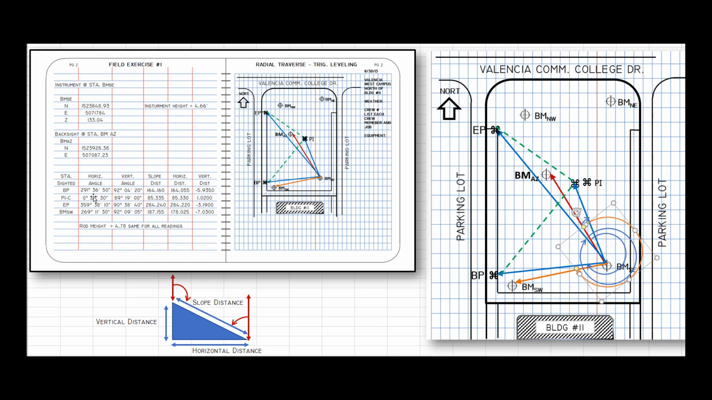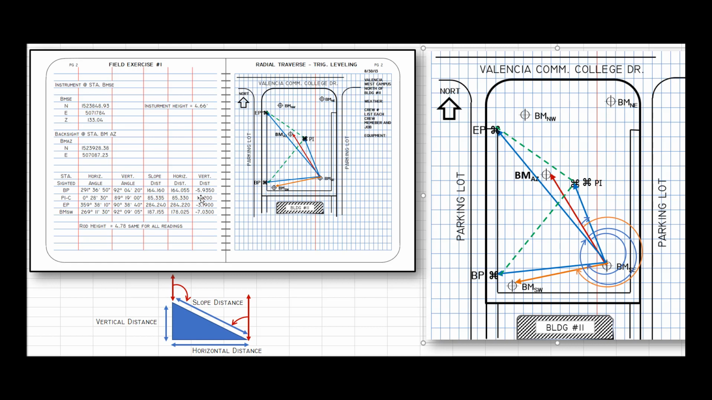So from the benchmark southeast, we looked downhill to the beginning point, just based on our vertical angle and our vertical distance. We're also looking downhill at the EP point. At the PI point, we're looking slightly uphill. Our vertical angle is less than 90 degrees, and our vertical distance is positive.